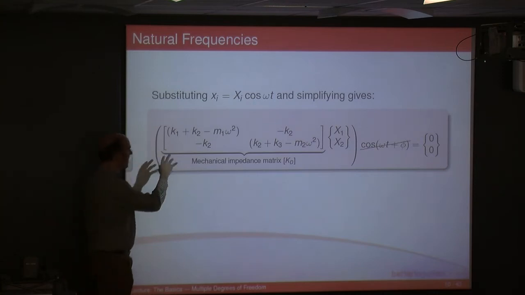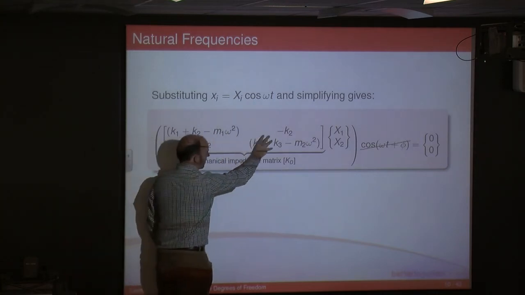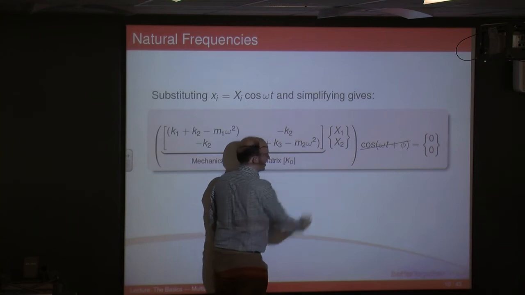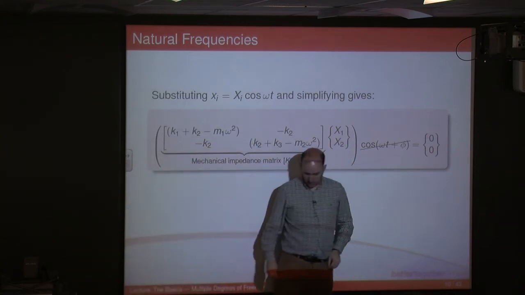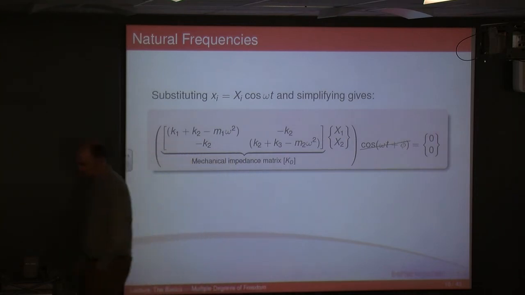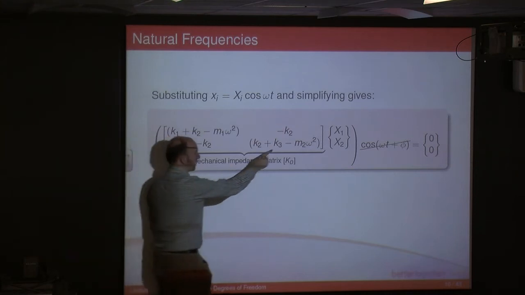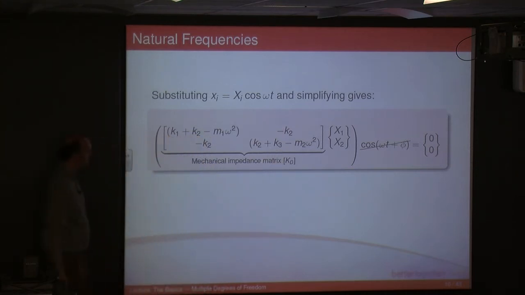If you plug them in, you can go through the motions, rearrange it, and you end up with this matrix multiplied by x1 and x2. And you've obviously got a cosine omega t term that, if you divide both sides of the equation by that term, disappears, so we don't need to worry too much about it. And the same could be said for the x1 and x2, but like I said, let's not worry too much about that.